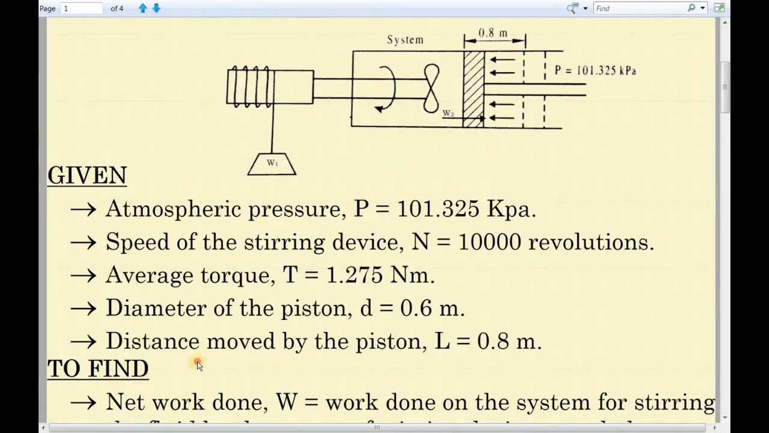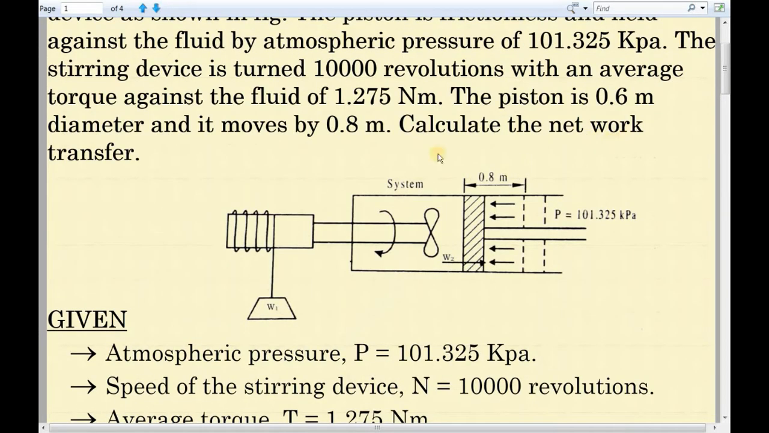Now I will list out the given conditions. First is atmospheric pressure, the value is 101.325 kilopascal, which is taken as P. The speed of the steering device is 10,000 revolutions and it is taken as N. The average torque is 1.275 Newton meter and it is taken as T. Diameter of the piston is 0.6 meter and it is taken as D. The distance moved by the piston is 0.8 meter and it is taken as L. So by using these five conditions, we are going to find the value of the total work done in moving the piston through a distance of 0.8 meter.